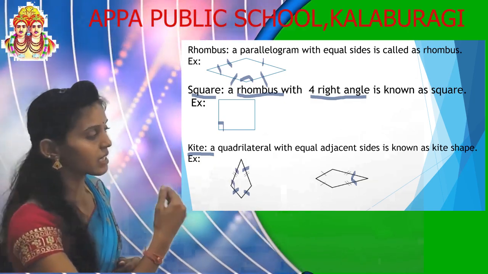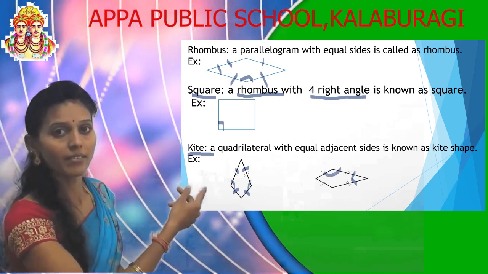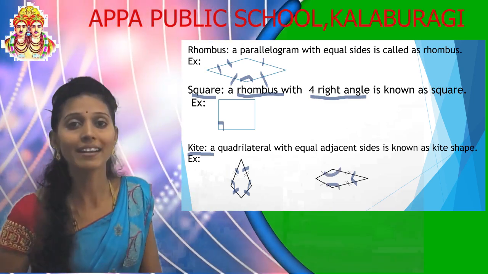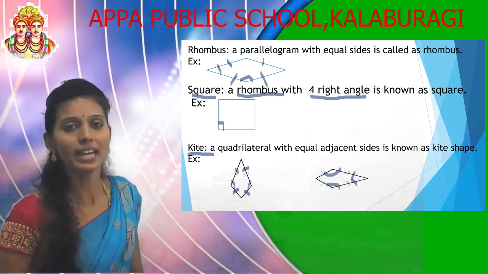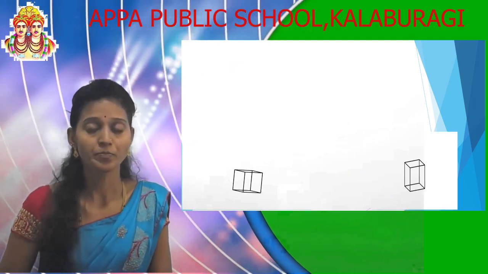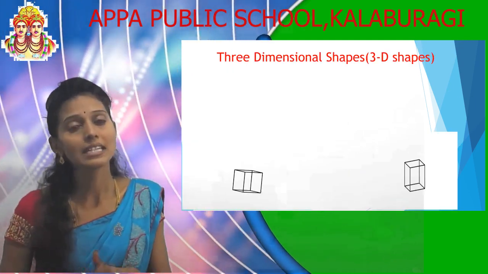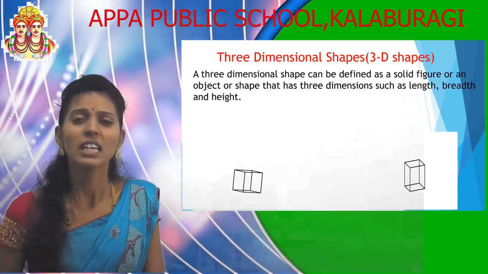Along with that, there are sides and angles also. Which 2 adjacent sides will be equal? Their corresponding angles also will be equal. This is all about quadrilaterals. We have studied 6 types of quadrilaterals, isn't it? Yes. Now, lastly, let us go to the 3-dimensional shapes.